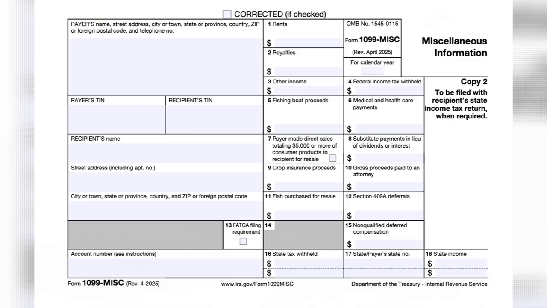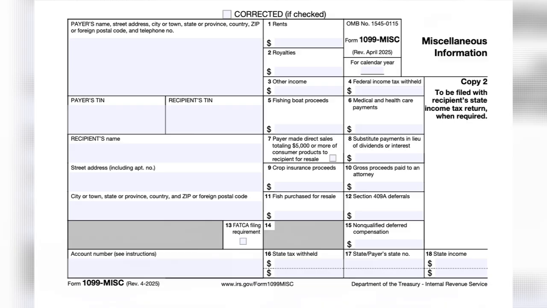After that, we move to the main part of the form, which is the list of numbered boxes. Each box represents a different type of payment, so you only need to fill in the ones that apply. For example, if the payment was for rent, you'll enter the amount in box 1. If it's for royalties, that goes in box 2. For other types of income that don't fall into a specific category, you'll usually use box 3. If any federal tax was withheld, you report that in box 4.